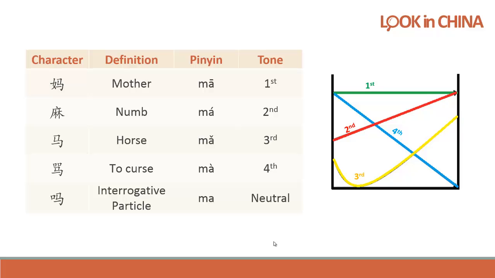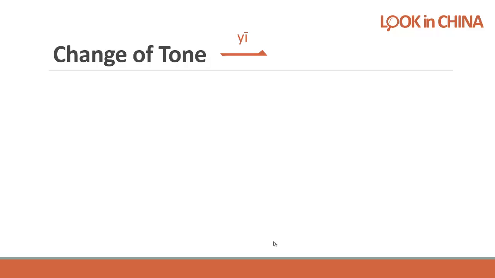Ma. When we're speaking, sometimes the tone of a word changes depending on its context. Today we will learn when these tones of certain words change. The first rule is regarding yi, which means one, and usually it's pronounced yi and takes the first tone.